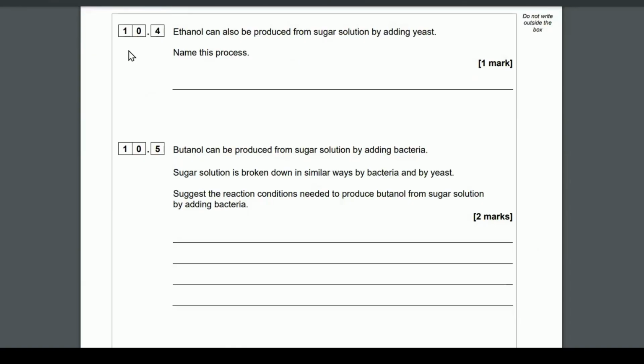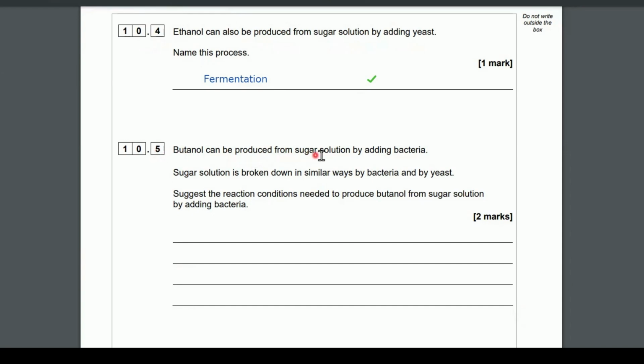Okay, 10.4, ethanol can also be produced from sugar solution by yeast. What's the name of this process? It's fermentation. And that's another way of making ethanol, by using yeast and sugar. This is how they make drinking alcohol.